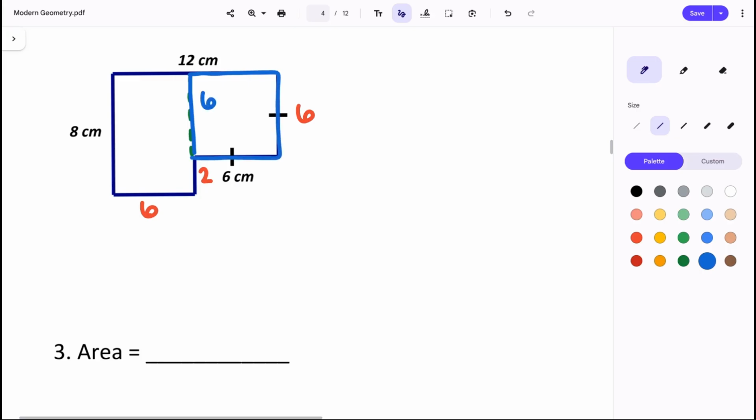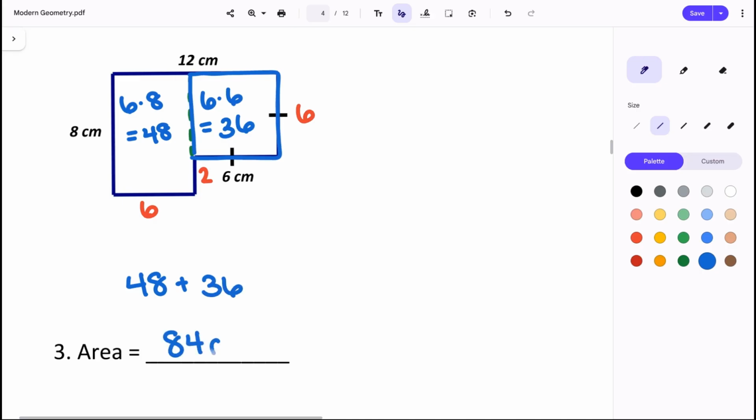6 times 6, because it's a square now, so that's going to be 36. And then what are the dimensions of the rectangle on the left side? 6 by 8, which is 48. And then what do you do with those two numbers? You add them. So what is 48 plus 36? 84 centimeters squared.